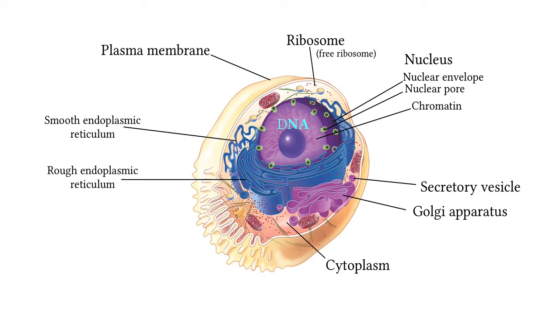Some cells create several packages or secretory vesicles and hold them until the cell gets a specific signal. Then, when a chemical signal arrives, the cell is ready to release a larger supply of chemicals at once.